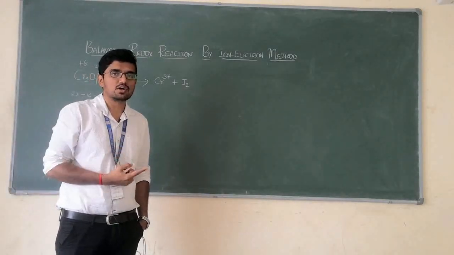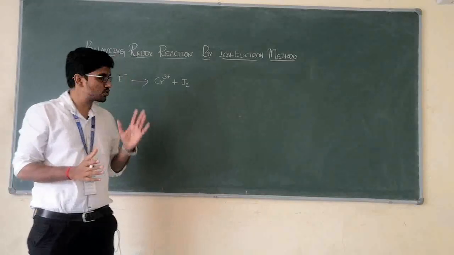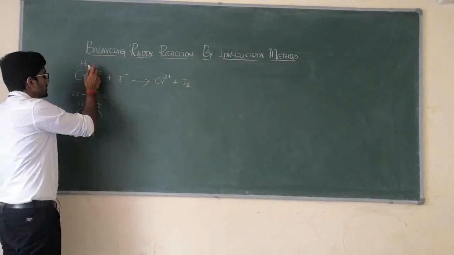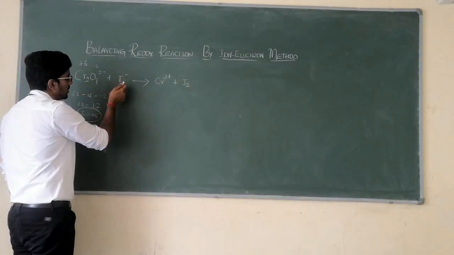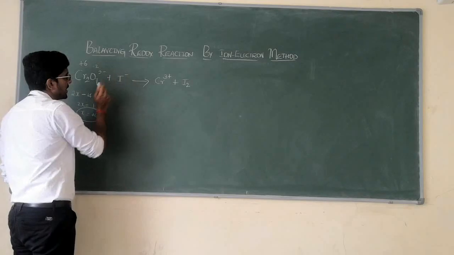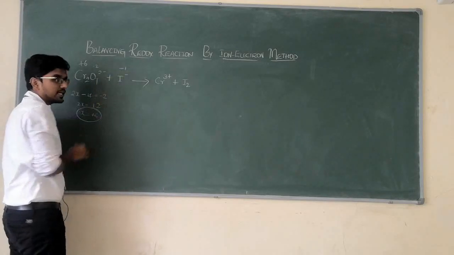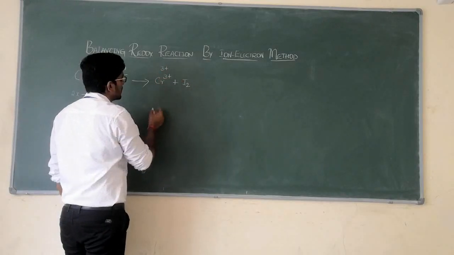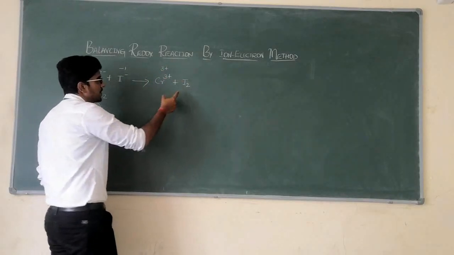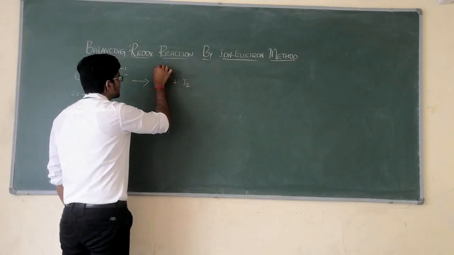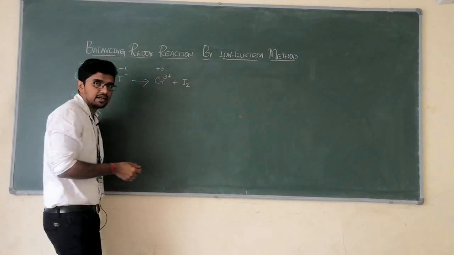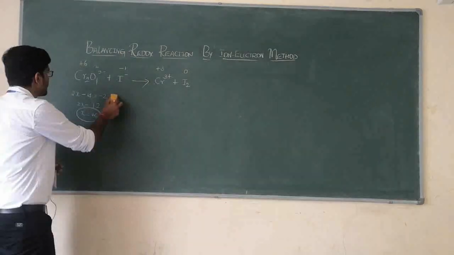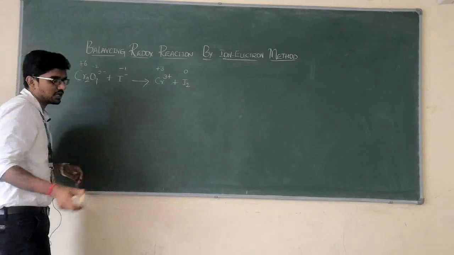While balancing the redox reaction, generally the first step is to write the oxidation number of each atom. Here oxygen is -2 and iodine has a -1 charge, so its oxidation state is -1. Chromium here has 3+, so its oxidation state is +3, and I2 is in the elemental state. If it is in the elemental state, it is 0. Now we have written the oxidation state of each atom in the ionic equation.